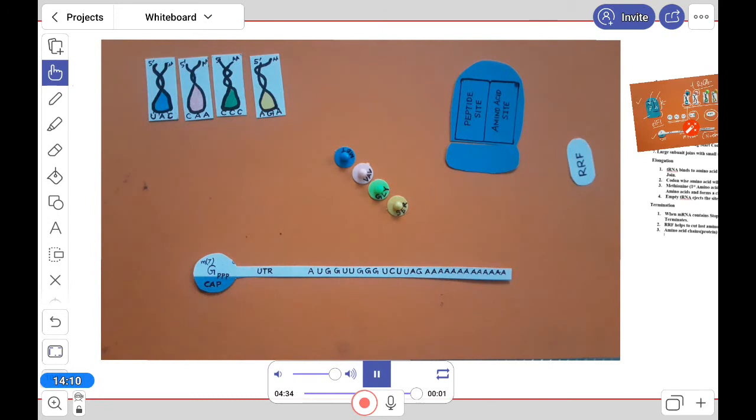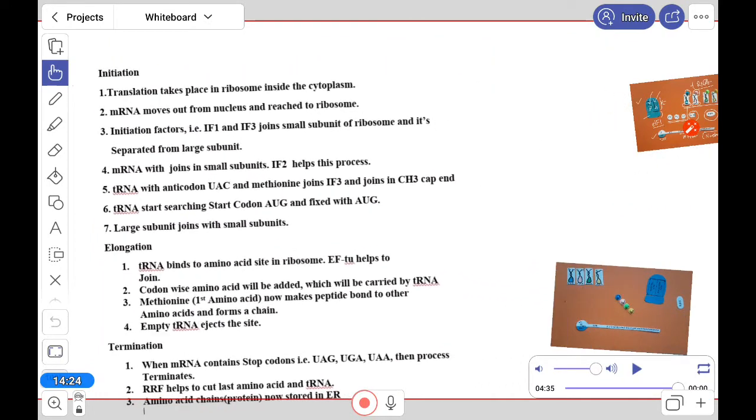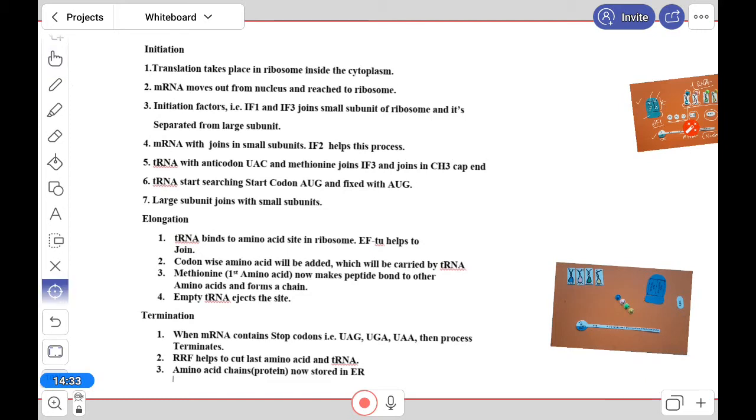Now you know that from the ribosome, it can be stored in the endoplasmic reticulum. So this is the process. If we see the points, all the points that we just discussed: initiation. Here translation takes place in a ribosome inside the cytoplasm. So you have to keep that in mind. Before that, transcription was in the nucleus. The mRNA moved out of the nucleus through the nuclear pore and reached the ribosome.